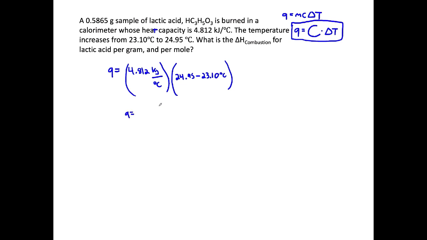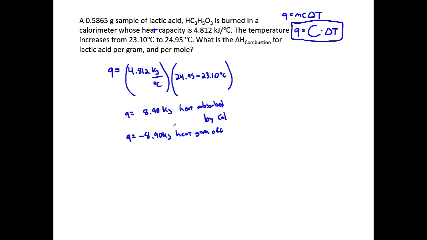So when we figure out what Q is going to be, 8.90 kilojoules of heat. This is going to be heat absorbed by the calorimeter, so that's a positive number. But we're looking at the delta H of combustion for lactic acid. The lactic acid is giving off 8.9 kilojoules of heat, given off. And so we want to make sure we're dealing with a negative number here.